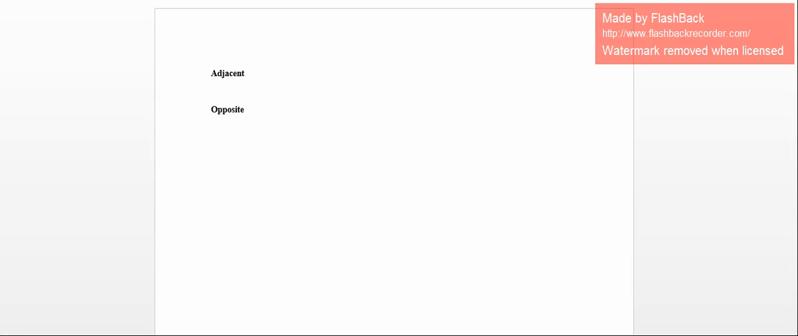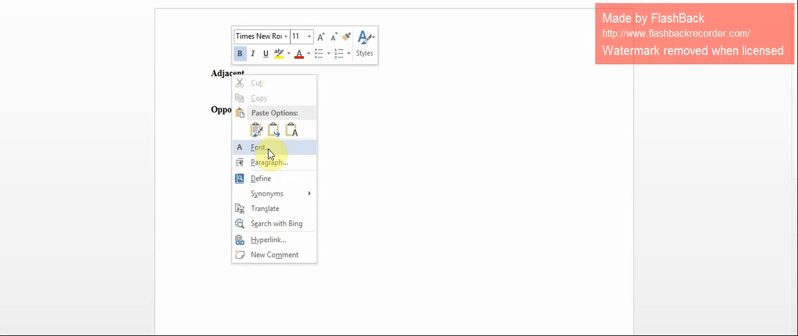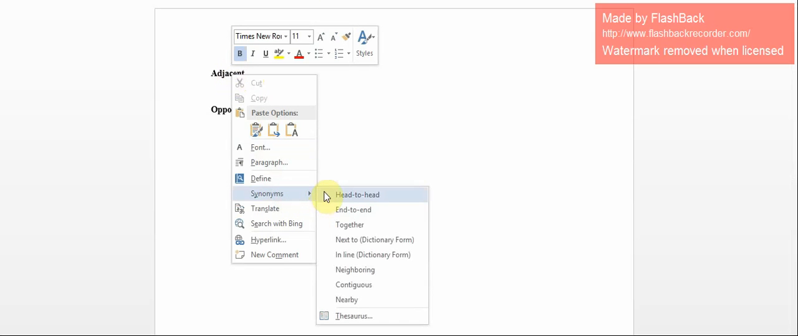I'll just use Microsoft Word and look at the synonyms of these words. These are some of the synonyms of the word adjacent: head to head, end to end, together, next to, in line, neighboring, contiguous, nearby.